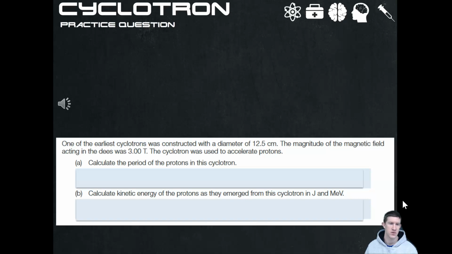Practice question for you. One of the earliest cyclotrons constructed had a diameter of 12.5 centimeters. The magnetic field strength was 3.00 Tesla, and it was used to accelerate protons. So calculate the period and its kinetic energy using the formula that we've just talked about.